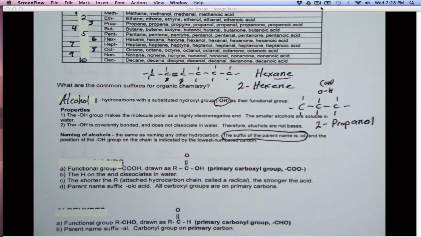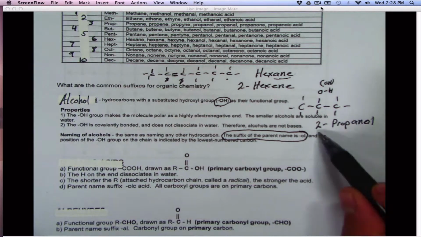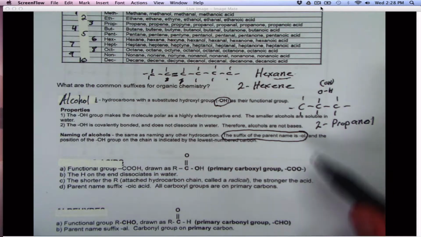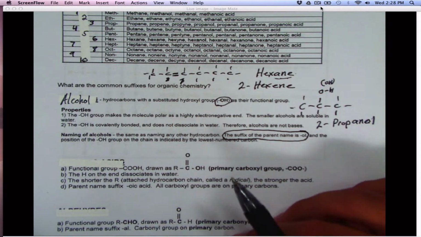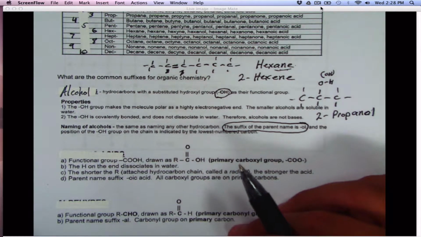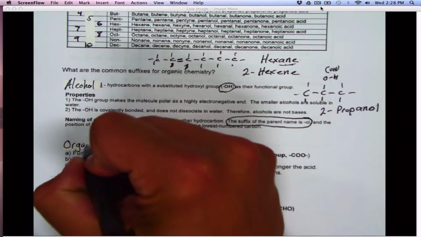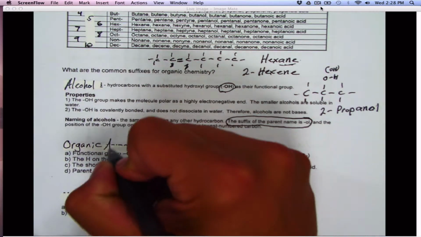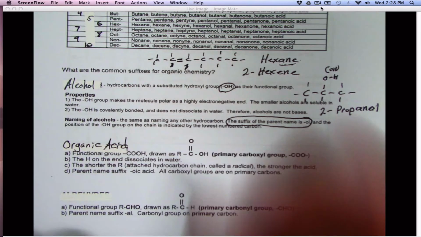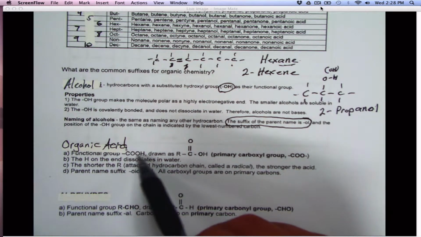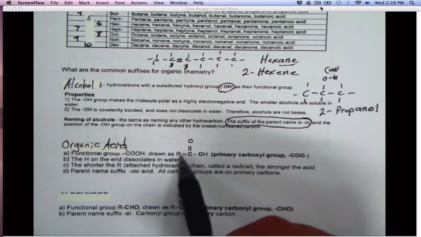So these alcohols: longest chain, type of bonds, OL at the end. We'll do some more with it. These are just practice. The next type of functional group coming off the longest chain is going to be something called an organic acid. Okay, organic acids are going to be written like this, COOH, or drawn as, here's your R group.